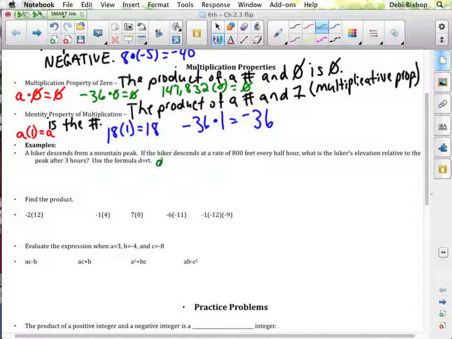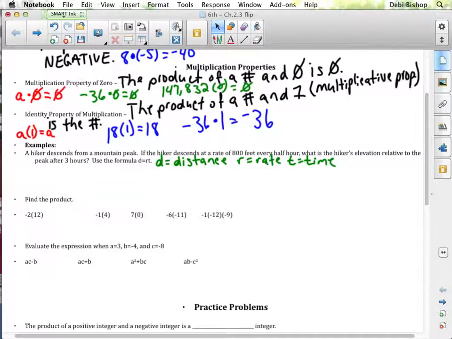So here, D represents distance, R equals rate, and T equals time. Now on here, there's an important word right here, and it's descends. All right, it's in here twice. So descends means to go down. So if we're writing this and going down, that would be like a negative number. So we represent that as a negative 800 feet.